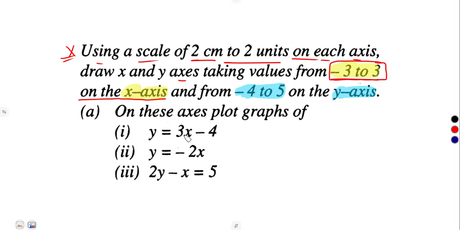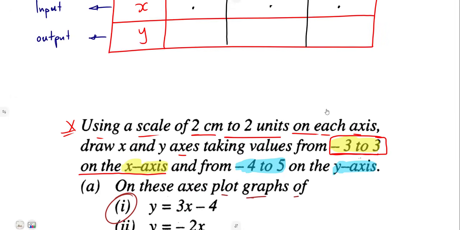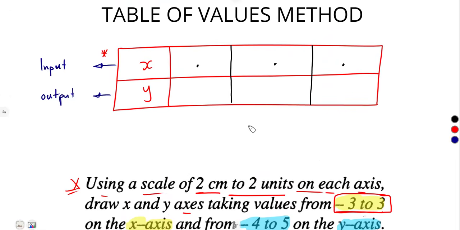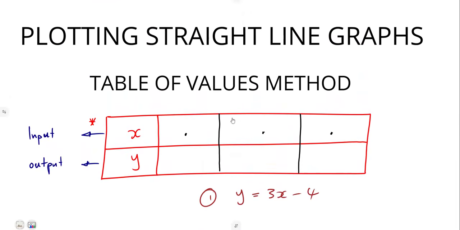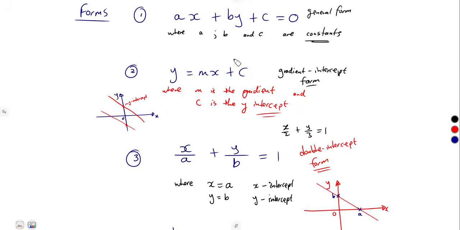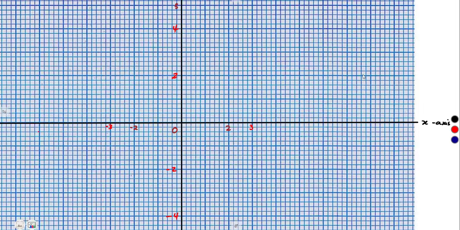Now we need to indicate these lines, all right? On these axes, plot the graphs of the first one, y is equal to 3x minus 4. So here, we are given the graph of y is equal to 3x minus 4. That is the first graph that we're going to consider. All right, so I want you to see here, we're using the table of values. We have a straight line, from the formats that we had before. You can see that this is the format of y is equal to mx plus c, which is the gradient-intercept form.